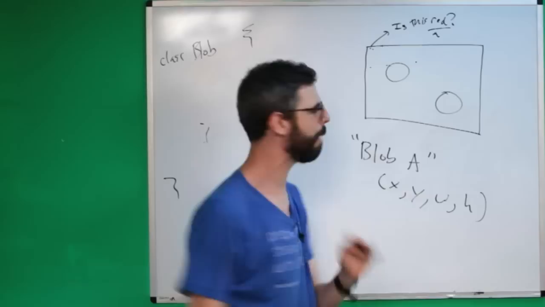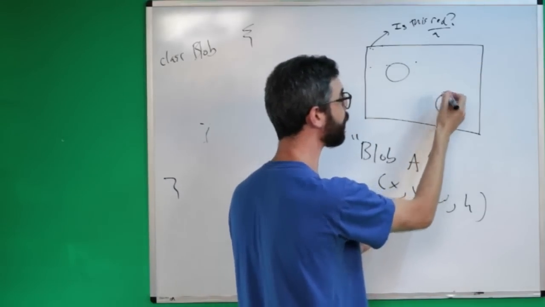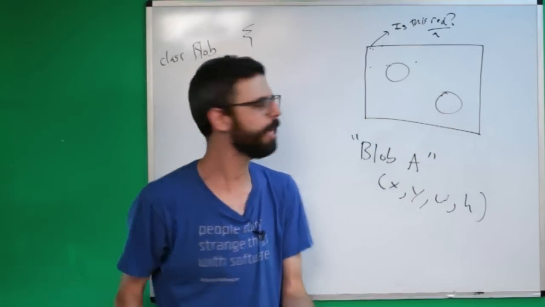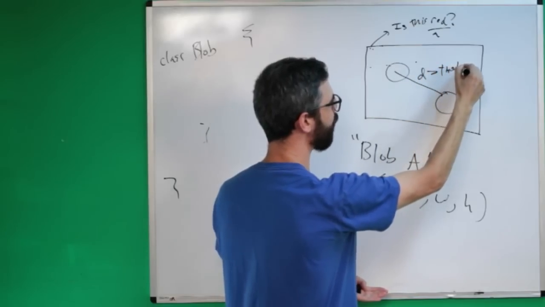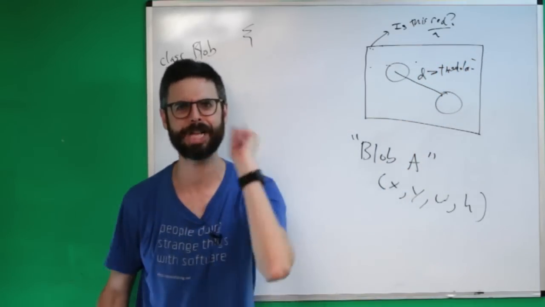Finds another one. Oh, it's part of blob A. And eventually it gets down here and finds another, bigger one. Well, is it near blob A? And it suddenly realizes no. Look at that. That distance is greater than some threshold. It's time for me to make another blob.